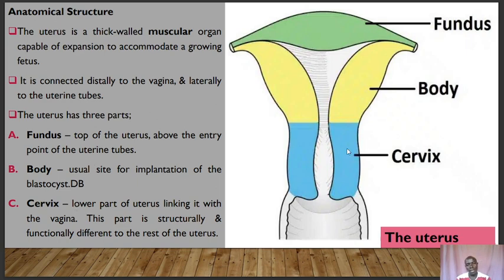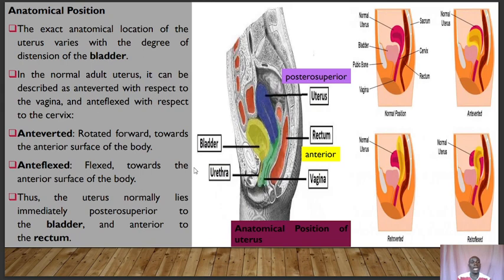Another key part of the uterus is what we have already talked about, the cervix, and this is the lower part of the uterus. It links the uterus to the vagina. This part is structurally and functionally different to the rest of the uterus. Anatomically, the exact location of the uterus varies with the degree of distension of the bladder. But in a normal adult, the uterus can be described as anteverted with respect to the vagina, and anteflexed with respect to the cervix.